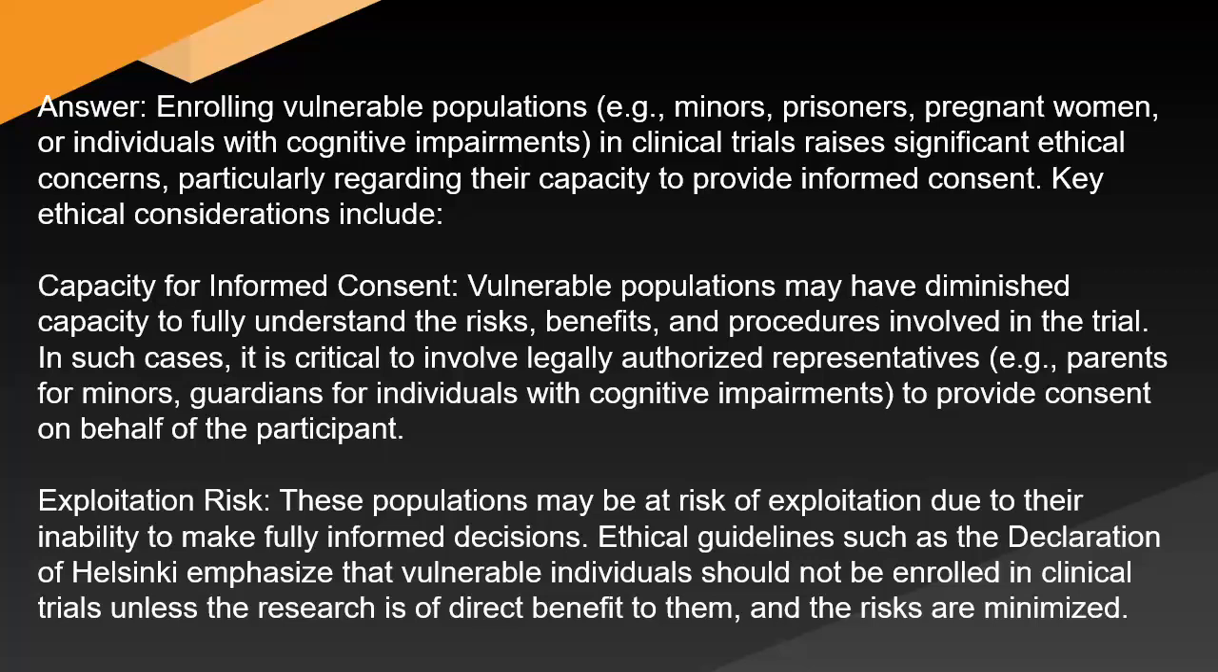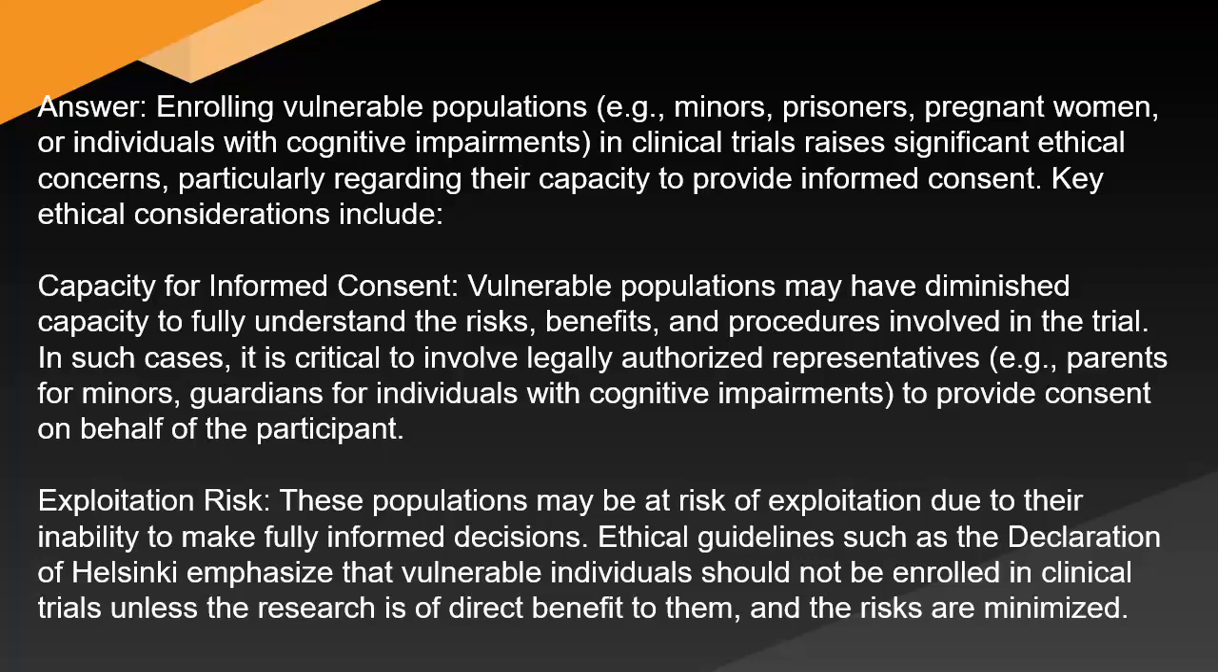Key ethical considerations include capacity for informed consent. Vulnerable populations may have diminished capacity to fully understand the risks, benefits, and procedures involved in the trial. In such cases, it is critical to involve legally authorized representatives, e.g., parents for minors, guardians for individuals with cognitive impairments, to provide consent on behalf of the participant. Exploitation risk. These populations may be at risk of exploitation due to their inability to make fully informed decisions.